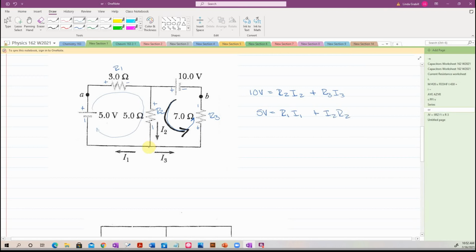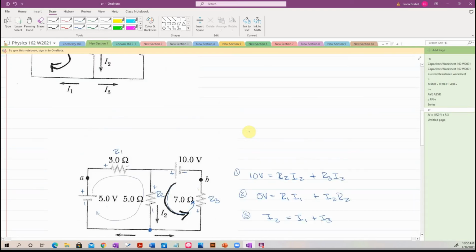Now I can look at my junction rule. And what do I have here? The junction I chose was I2 coming down this and feeding into I3 and I1. So I'm going to define it just that way. So I2 must equal I1 plus I3. So let's label these. This is equation 1, this is equation 2, and this is equation 3. Cool. Now instead of solving that, let's try another one. Let's just define our equations.